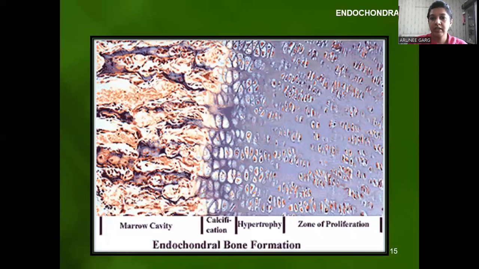So here you can see there is the zone of proliferation followed by hypertrophy. These are the cells undergoing calcification, and this is the marrow cavity, the bone marrow space. So there is the zone of proliferation, zone of hypertrophy, and zone of calcification. This is endochondral bone formation.